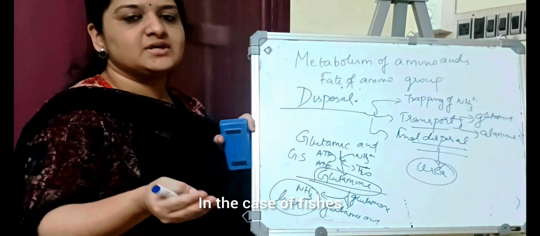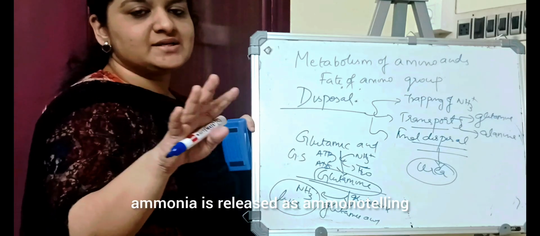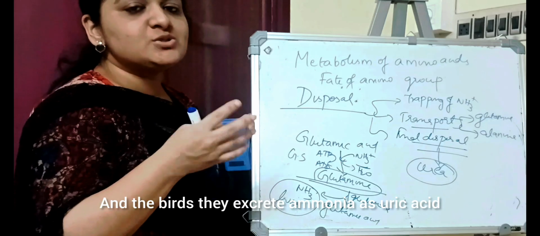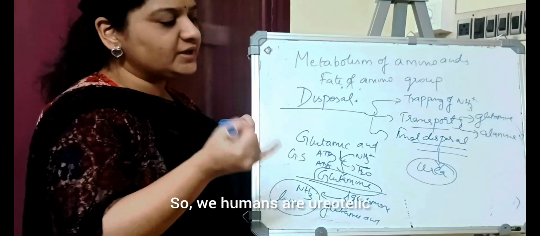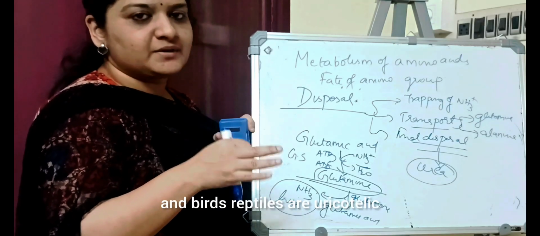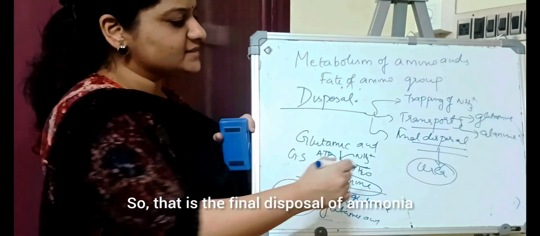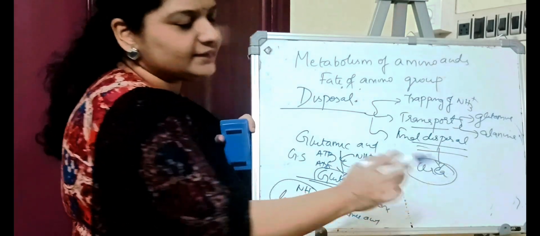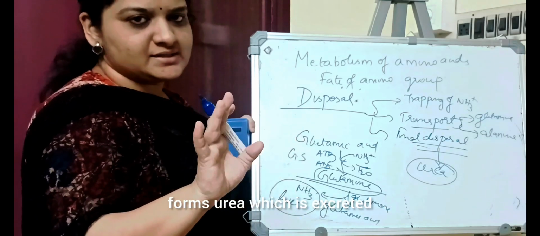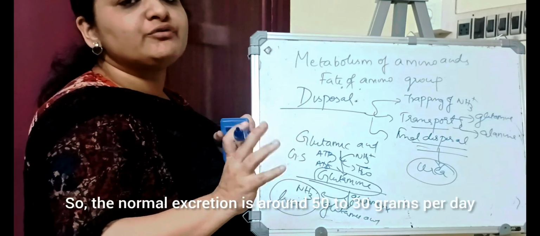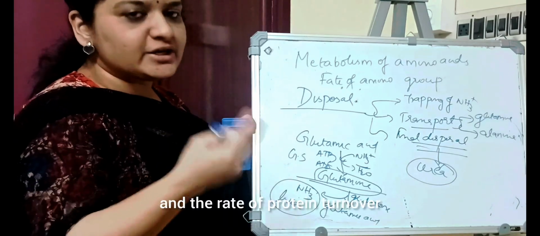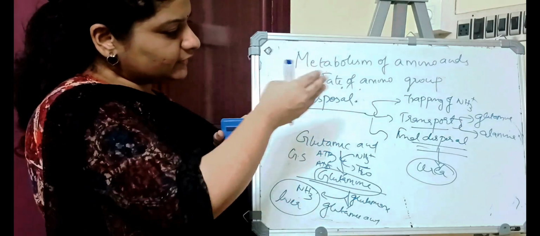In the case of fishes, ammonia is released as such, so they are ammonotelic. And birds and reptiles excrete ammonia as uric acid, so they are uricotelic. So we humans are ureotelic, fishes are ammonotelic, and birds and reptiles are uricotelic. That is the final disposal of ammonia: the ammonia enters the urea cycle and finally forms urea, which is excreted. The normal excretion is around 25 to 30 grams per day, and this excretion depends upon our diet and the rate of protein turnover. Okay, so that is it.